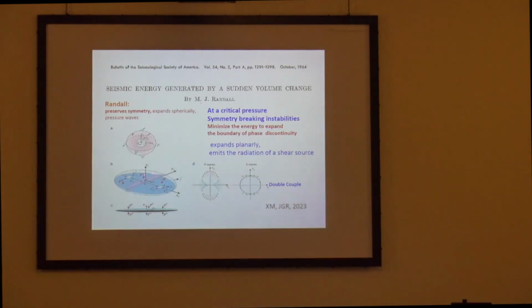And so it will expand planarly and will emit the radiation of a shear source. Why will it do that? If you want to have a very large volume collapse, reduction, confined in a very thin pancake, in plain words, the atoms cannot overlap, so they will have to go to the side. This will create shear.